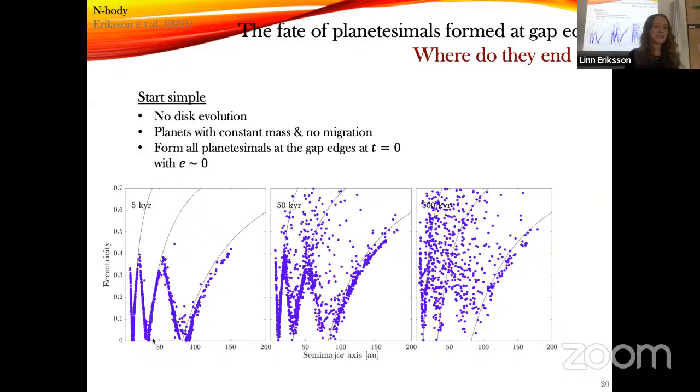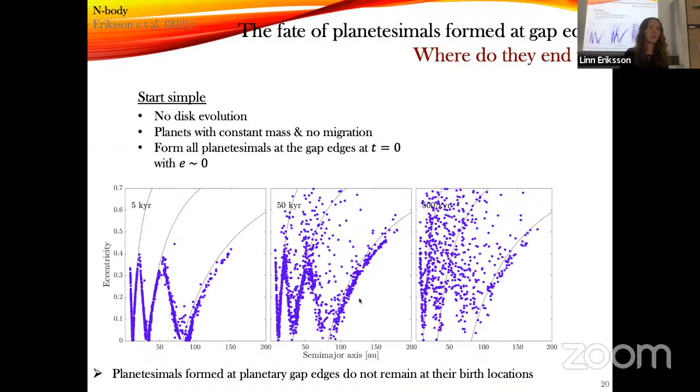Then what we see is that the close proximity to the planets results in fast scattering, and they basically spread out the planetesimals across the disk very fast. Already after 50,000 years, they're basically all over the disk. So the main takeaway here is really that these planetesimals formed at gap edges do not remain at their birth locations, but they spread out all over the place.